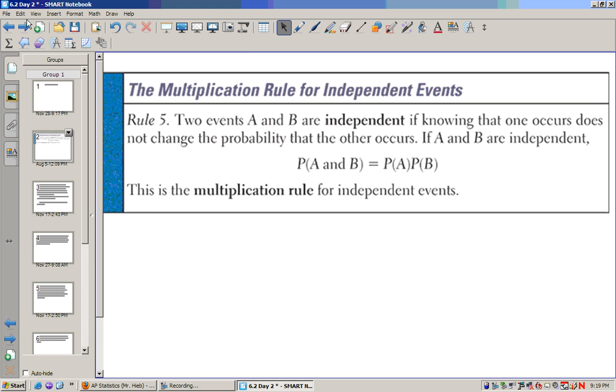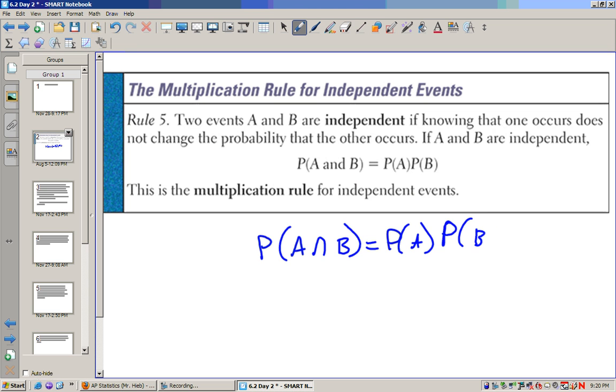The first property is that two events, A and B, are independent if knowing one occurs does not change the probability that the other occurs. And if A and B are independent, the probability of A times the probability of B is going to be the probability of A and B. This is called the multiplication rule of independent events. Another way to write this: A and B is the same thing as A intersection B. It's the probability of A times the probability of B. This is a good method for checking if two events are independent.